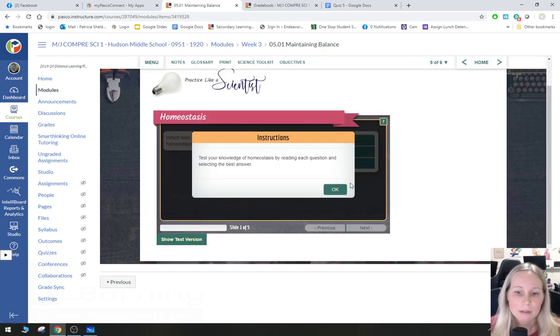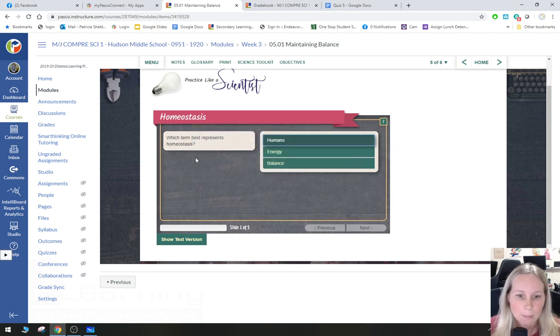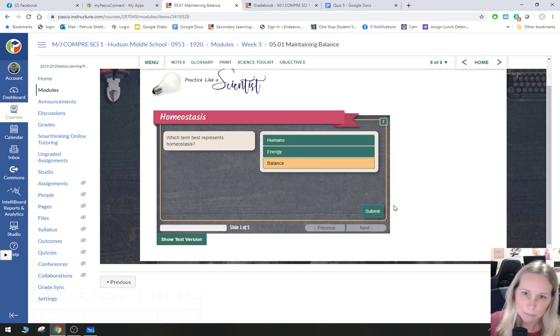So let's see what we've learned. Which term best represents homeostasis? Balance. Okay, remember, balance as in balancing our temperature, making sure everything's working as it should. So it means balance.